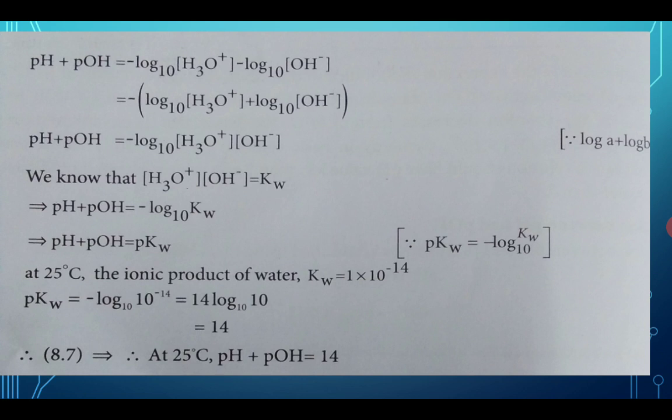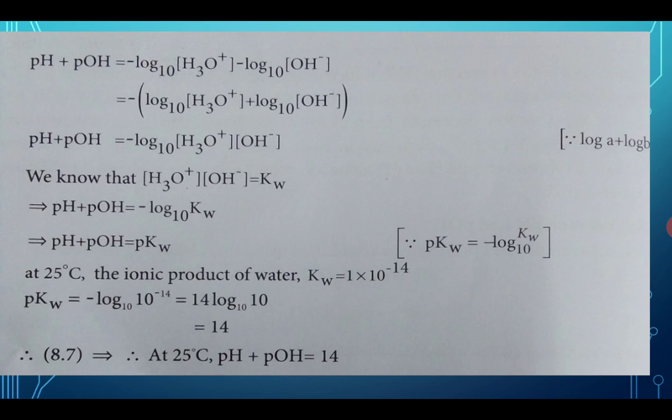This is the formula. So, applying this formula, we will be getting minus log of hydronium ion concentration into hydroxyl ion concentration to the base 10. We know that hydronium ion concentration into hydroxyl ion concentration is equal to Kw, that is, the ionic product of water. It is called ionic product. So, pH plus pOH gives you minus log Kw to the base 10. pH plus pOH is equal to pKw, that is, minus log becomes P. So, minus log becomes P, therefore, Kw is Kw as usual.